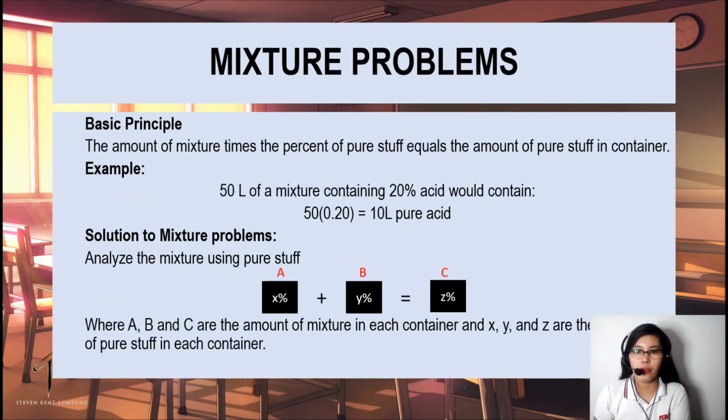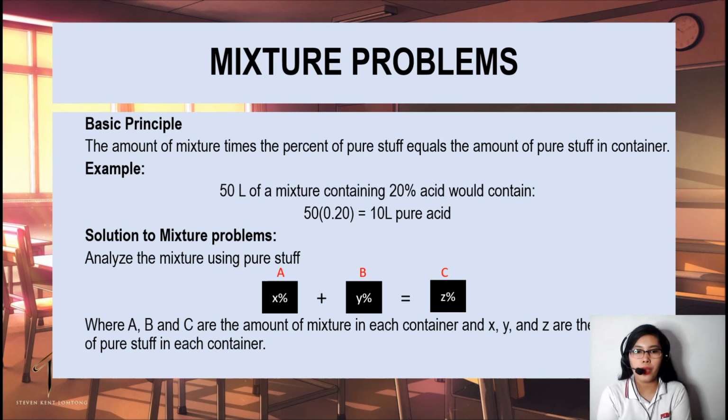Next, we have here a mixture problem. So the basic principle of mixture problem: the amount of mixture times the percent of pure stuff equals the amount of pure stuff in the container. So for example, we are given 50 liters of a mixture containing 20% acid. So that would contain 50 multiplied by 0.20, so that's 20%. And that's equal to 10 liters of pure acid.